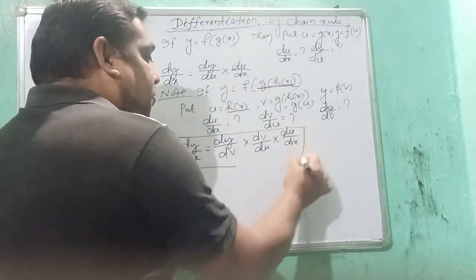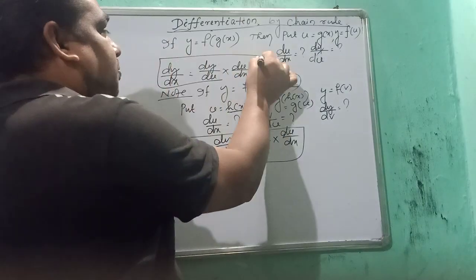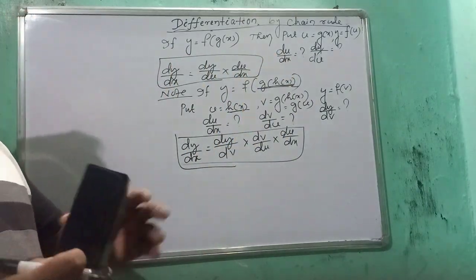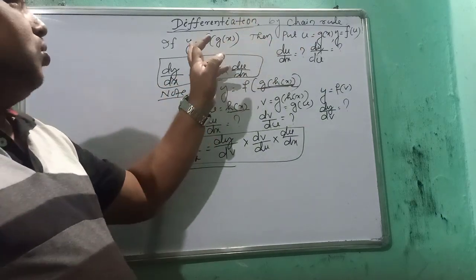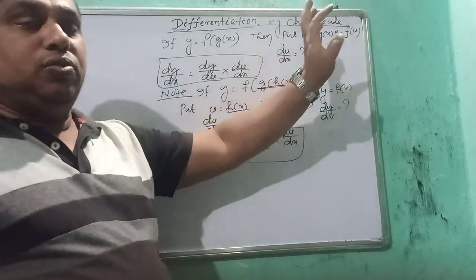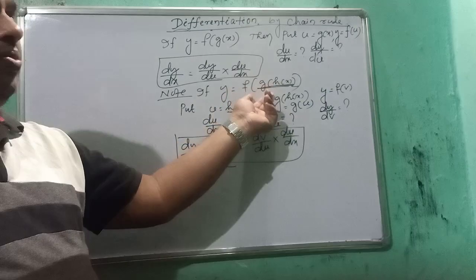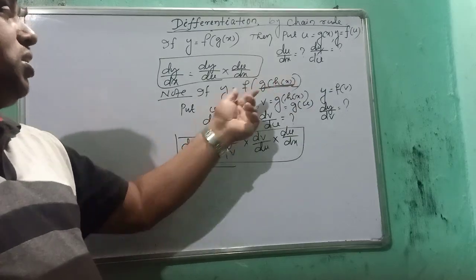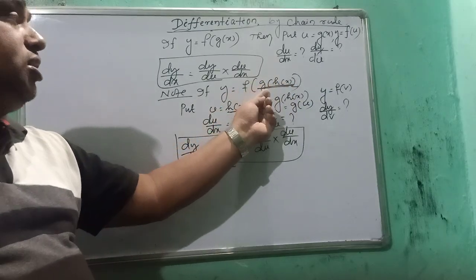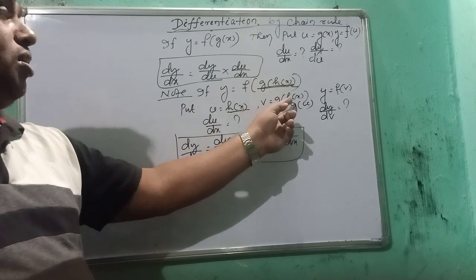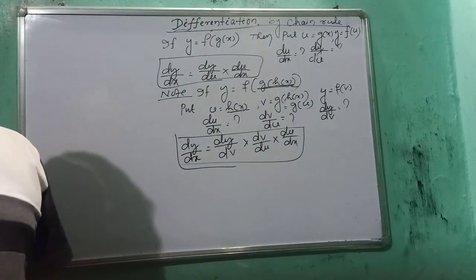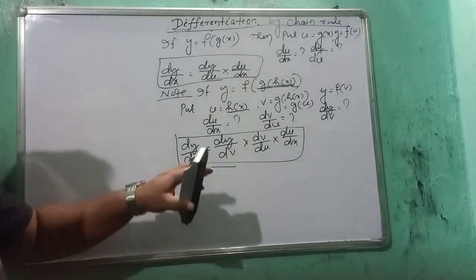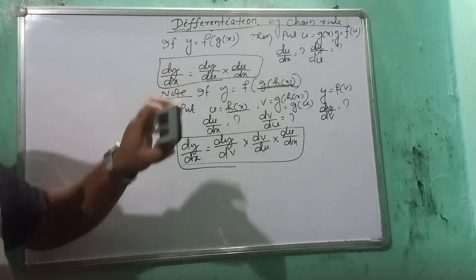So if y is equal to only a function of g(x), then you can write g(x) is taken as u and y is equal to a function of u. If it is a function of g of h(x), then u is taken as h(x), then g of h(x) is taken as v, which is g of u, and y is equal to a function of v. Then the chain rule is this one.